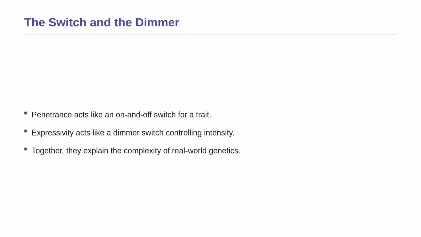This visual comparison leads us to a very helpful analogy for remembering these two concepts. Think of penetrance as a simple on and off switch on your wall. It is a quantitative measure that determines if the light bulb turns on at all for a specific genotype. Expressivity, on the other hand, acts like a dimmer switch. Once the light is on, the dimmer switch controls the qualitative intensity, or brightness of that light.